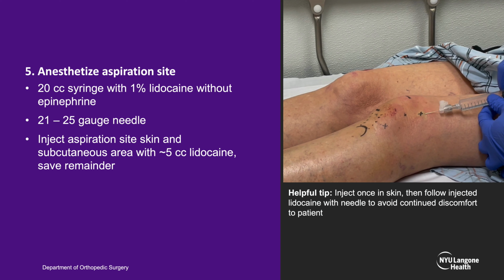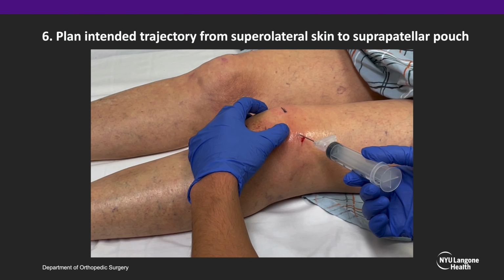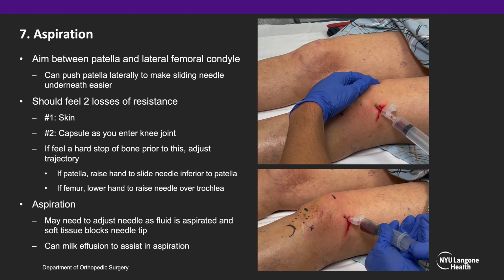A helpful tip in aspirations in all areas of the body is that once you inject lidocaine into the skin, follow the area of white discoloration with your needle to avoid continued discomfort to the patient of advancing a needle through unanesthetized skin. Next, plan your intended trajectory from the superolateral skin to the suprapatellar pouch, and then perform your aspiration.